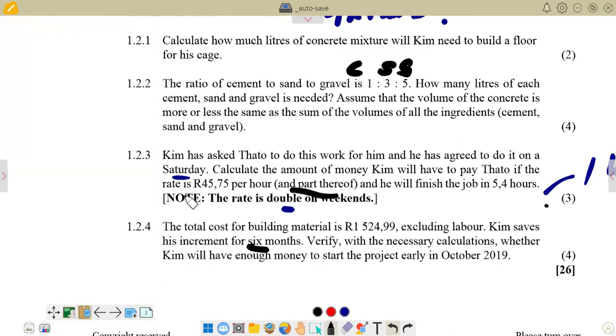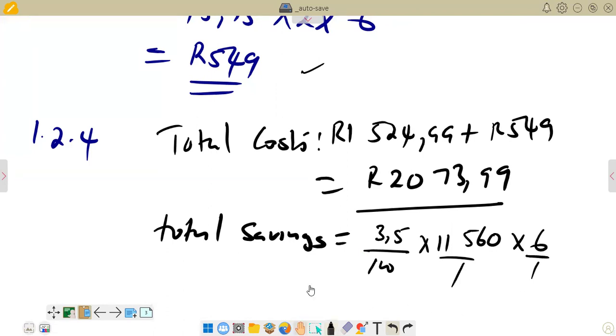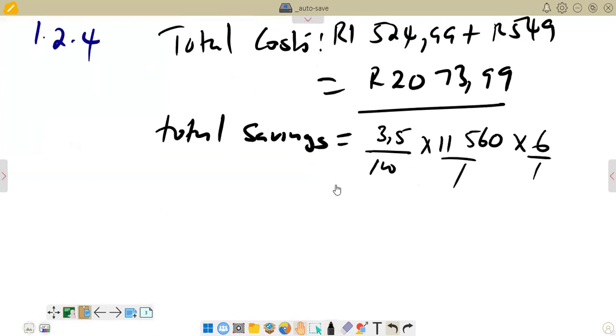So we can go there now and try to calculate it. Remember, the increment is 3.5%, and it's for 6 months. So we are saying 3.5%, which is 3.5 over 100, and then we multiply by the total salary, which is 11,560 over 1. And you multiply by the number of months. We are told that is 6 months, 6 over 1. Then we can just calculate it as such. If you calculate it, you'll see that the amount you are going to get there is 2,427 rands 60 cents.